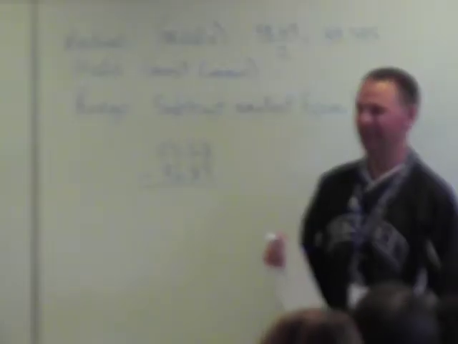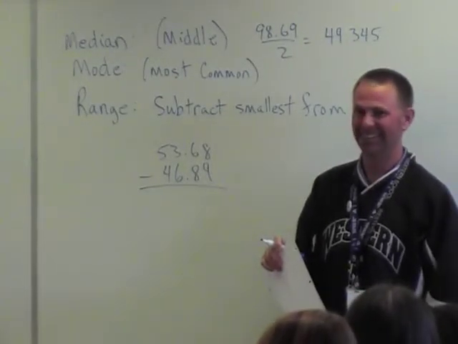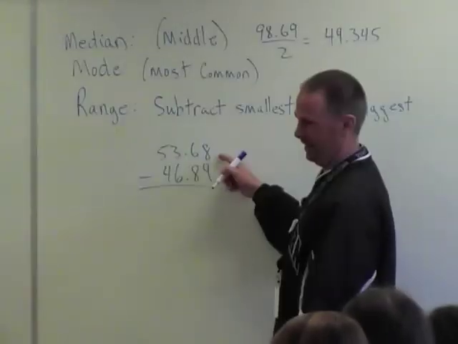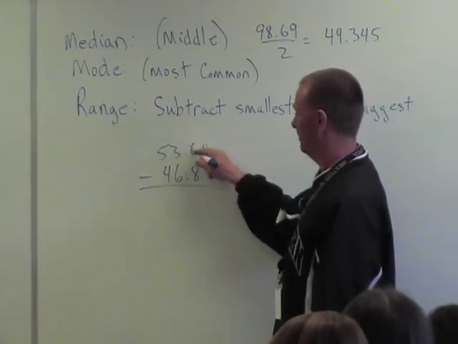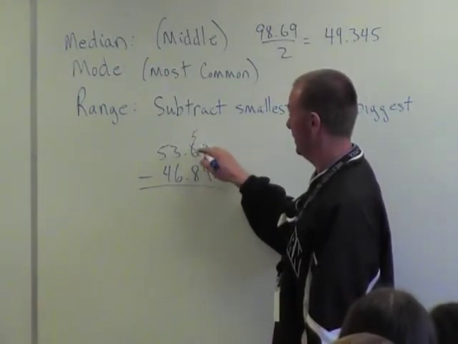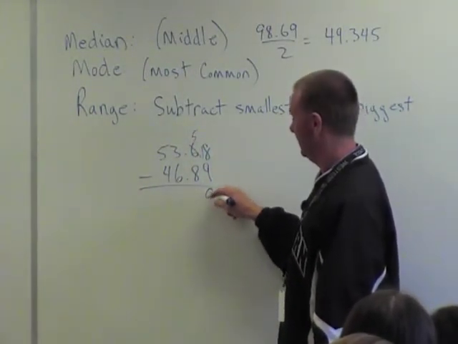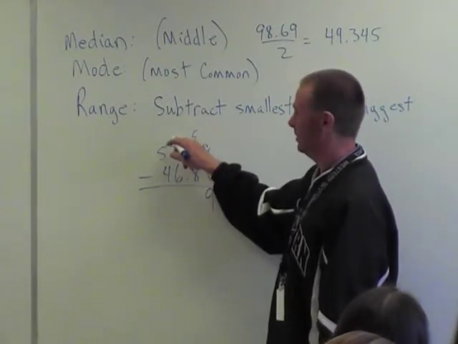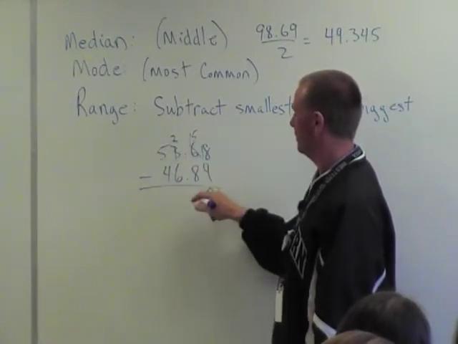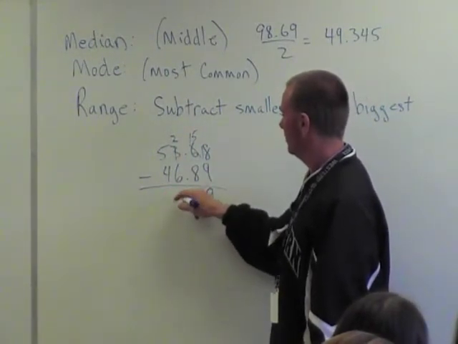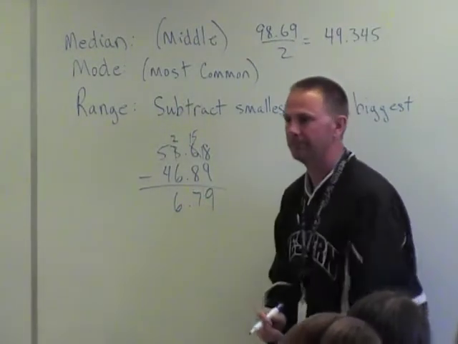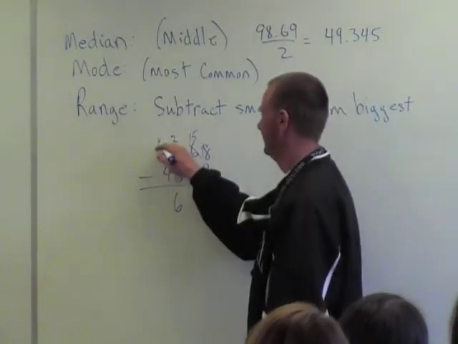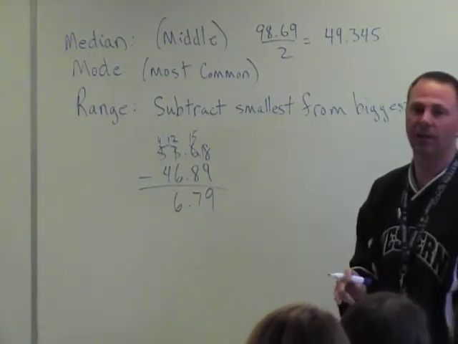Borrow. Carry. I can't take 9 from 8, so I borrow 10 from here. Instead there, 18 less 9, 9. I can't take 8 from 5, so I borrow 9. 15 minus 8, 7. Oh crap, I copied it. 6, 7, 9. You get 12 minus 6. Alright, so 6.79, you got it right.